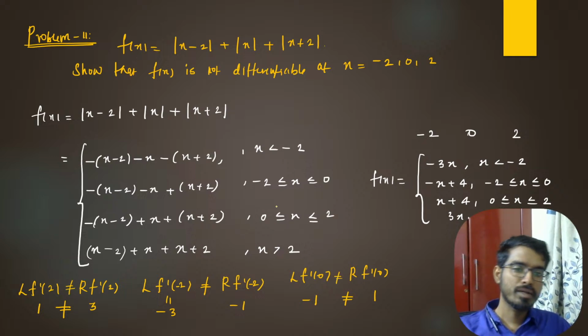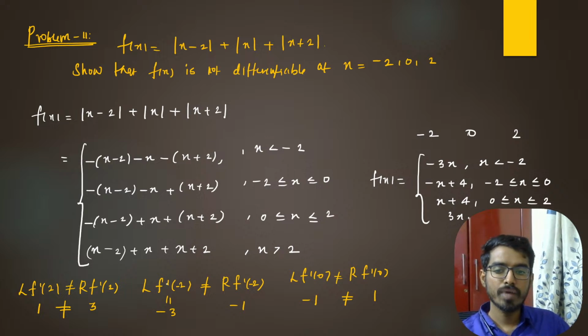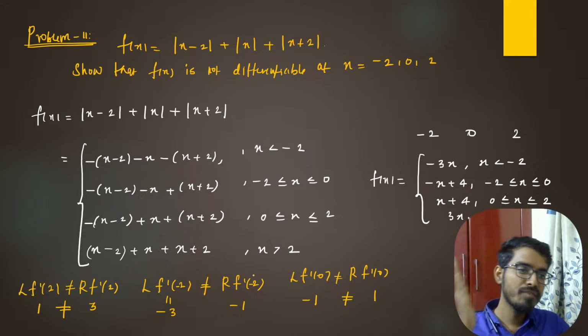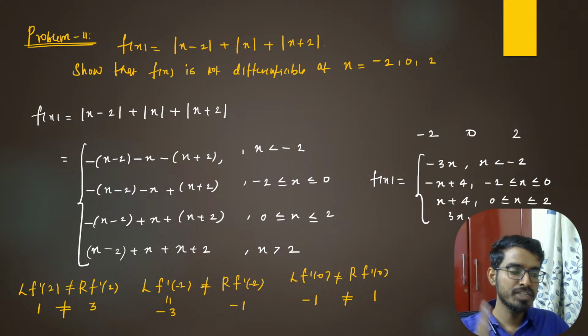Right? I'll tell you one shortcut. It's a very good shortcut. You just see the left hand side function at minus 2, differentiate that. You just see the right hand side function at minus 2, differentiate that. That will be your answer for L of f dash of minus 2 and R of f dash.